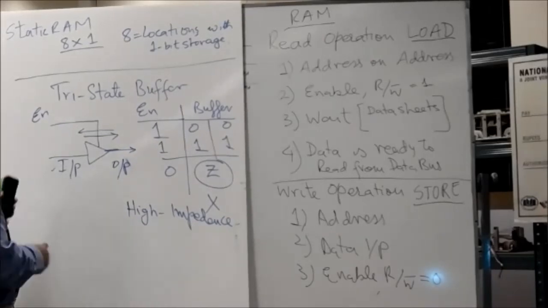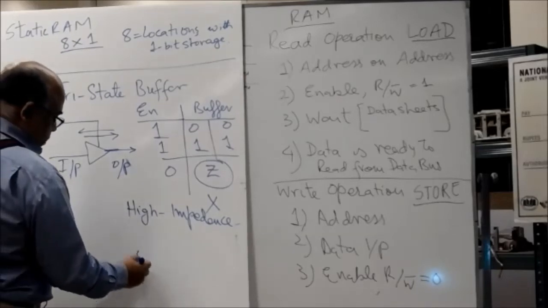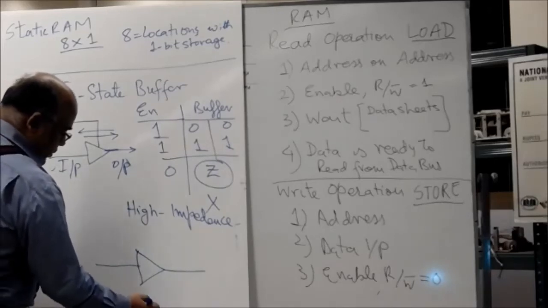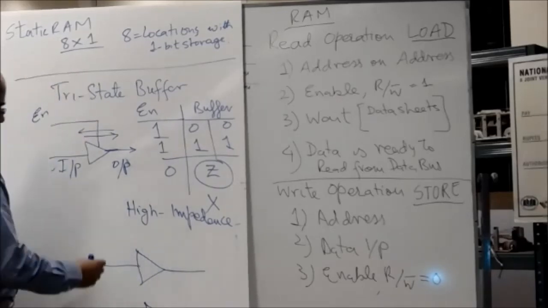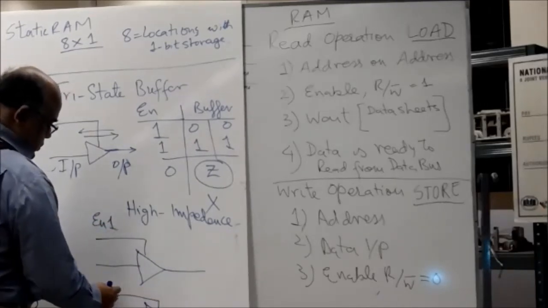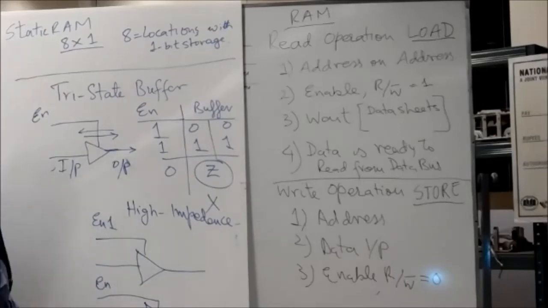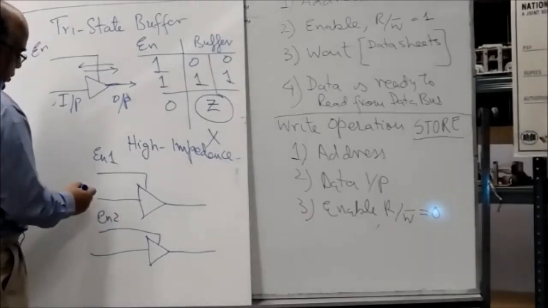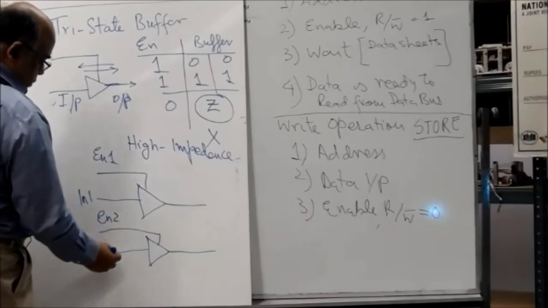So what is the usage of this? Usage is this, that you have this, and you have this over here. This is enable 1, this is enable 2, this is input 1, this is input 2.